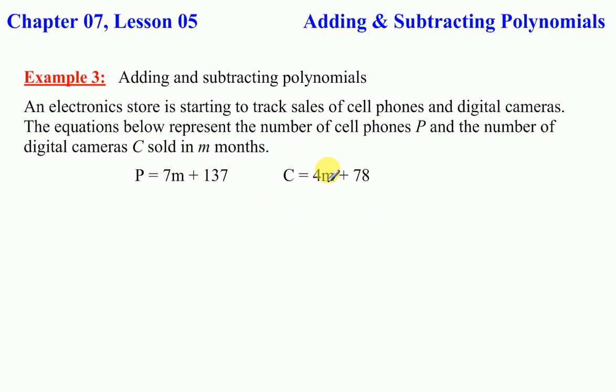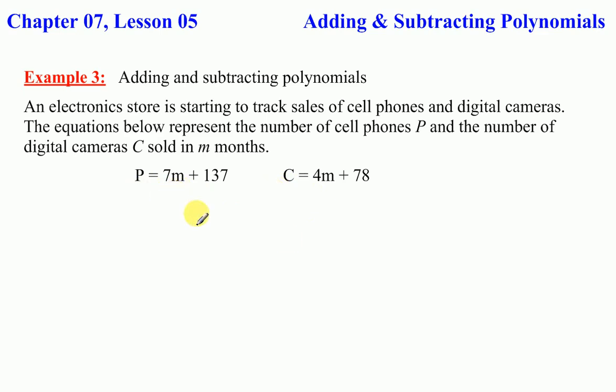All right, word problem. Adding and subtracting polynomials. An electronics store is starting to track sales of cell phones and digital cameras. The equations below represent the number of cell phones P and the number of digital cameras C sold in M months. Okay, so P stands for phones, C stands for cameras, M stands for months.